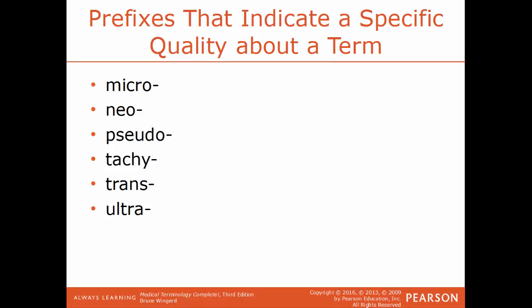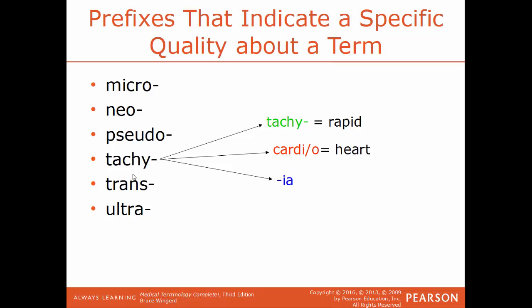I will talk a little bit more about the prefix tachy. If we were to add that to the root word cardio, and also add the suffix ia, of course tachy means rapid, cardio is a reference to the heart, and ia is a condition of. Add those three together, you get tachycardia, the condition of having a rapid heartbeat, which would be the exact opposite of bradycardia, which would mean having a very slow heart rate.